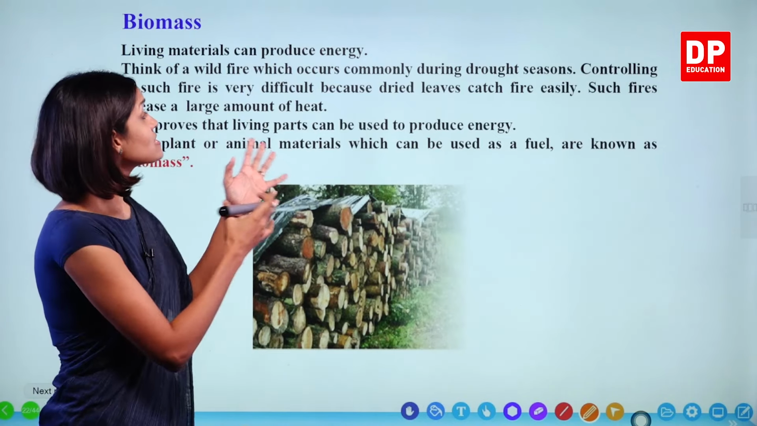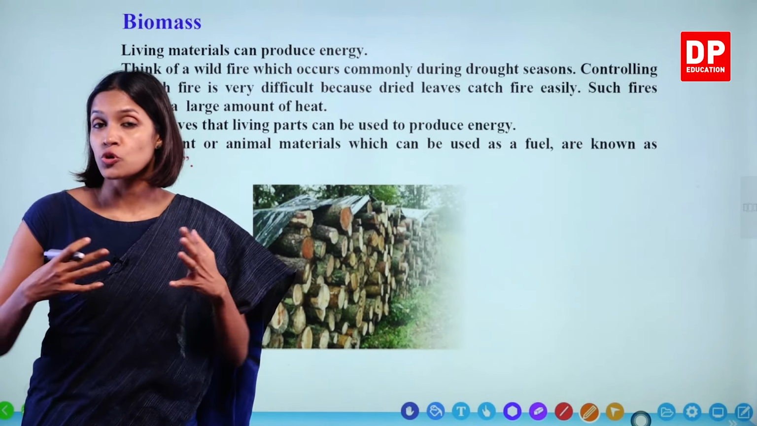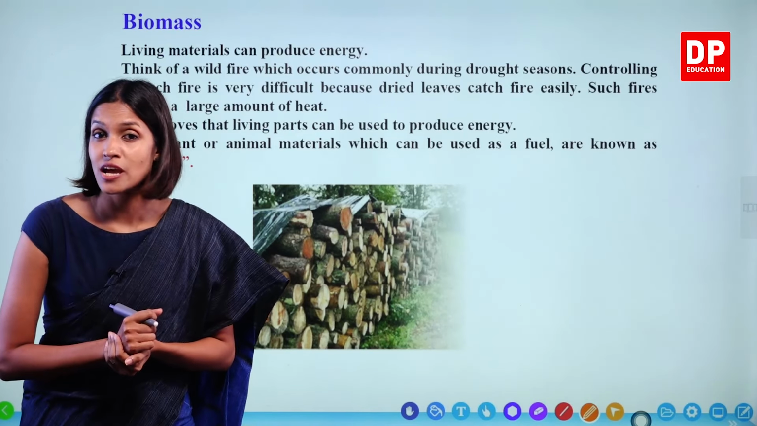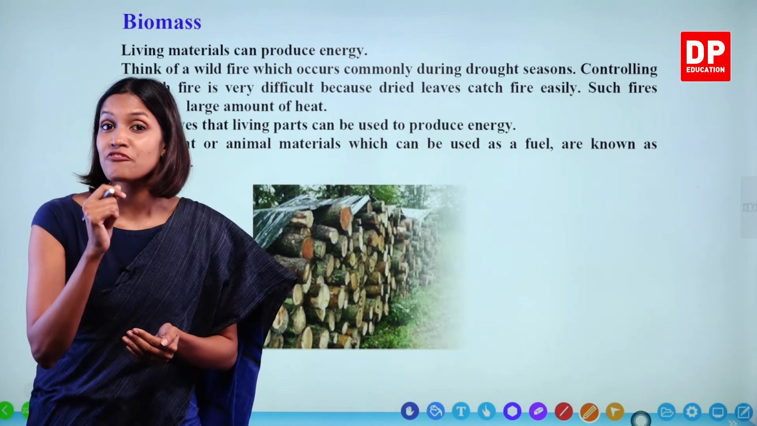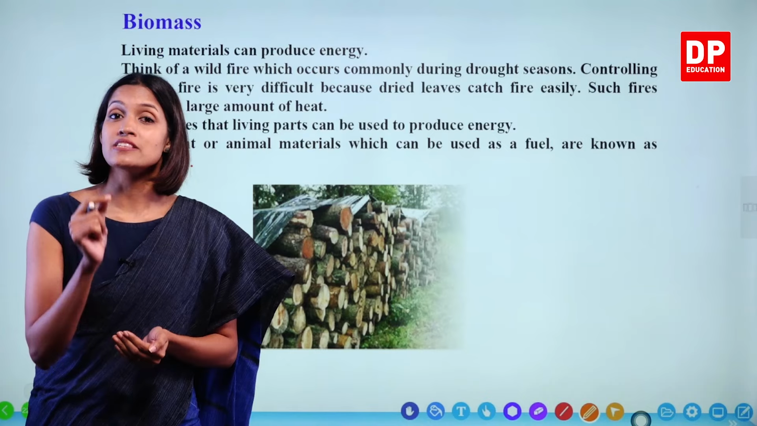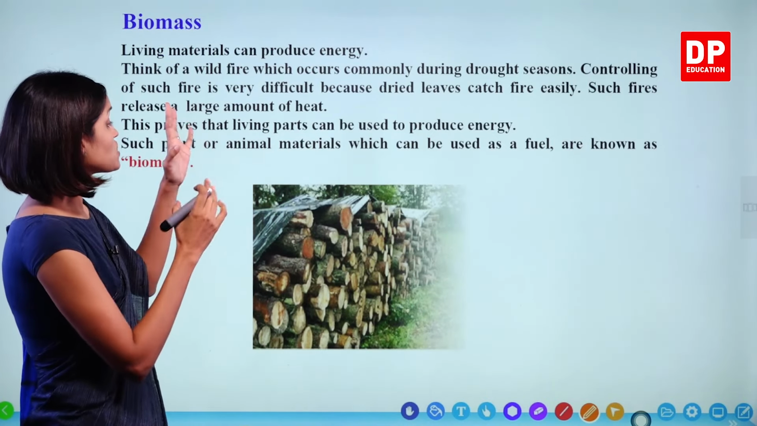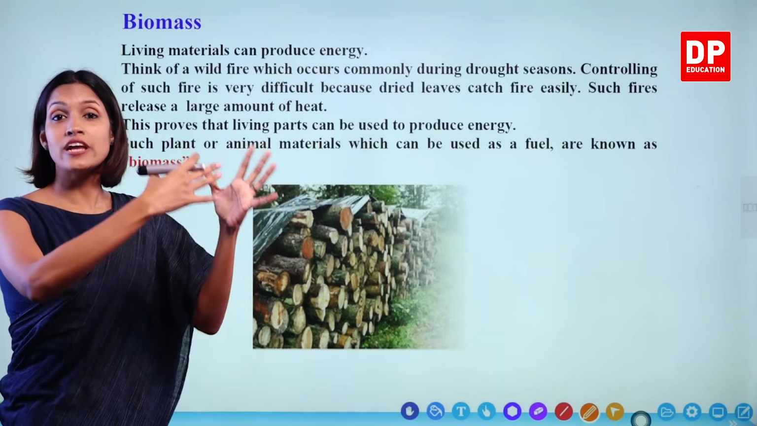So the same thing happens here. Because of the strong winds, when these dry branches rub with each other, what happens, children? It starts a fire. This is known as a bushfire or a wildfire. So what happens? It spreads from one tree to another tree.